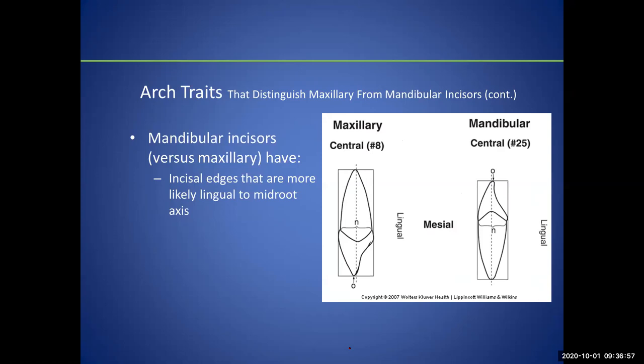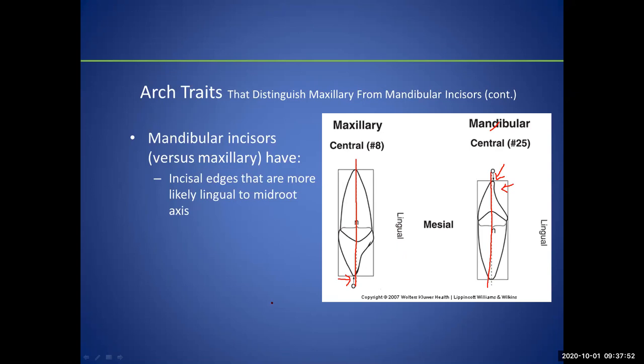Mandibular incisors versus the maxillary. It has the incisal edge that's more likely lingual to the mid-root axis. So your paper is going to be fairly straight up and down here for your graph paper versus when you do the mandibular, the incisal edge is just a little more lingual. Now, guys, if you don't draw this, it's going to be okay, but this is just one of those nitpicky things. So you can see where the incisal edge on the central is a little more facial than the incisal edge on the lingual.